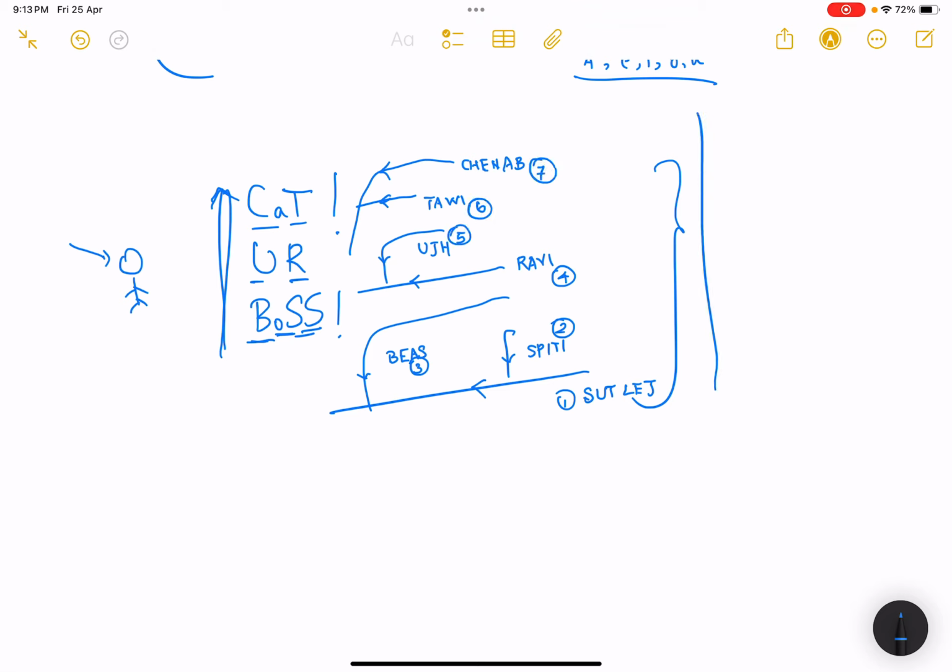As you move from south to north, "Boss, your cat." I don't think I have any confusion here. So as you move from south to north, we have Ravi, which is the right hand tributary, and for Chenab river, river Tavi is a left hand tributary. So that's an easier way to remember.